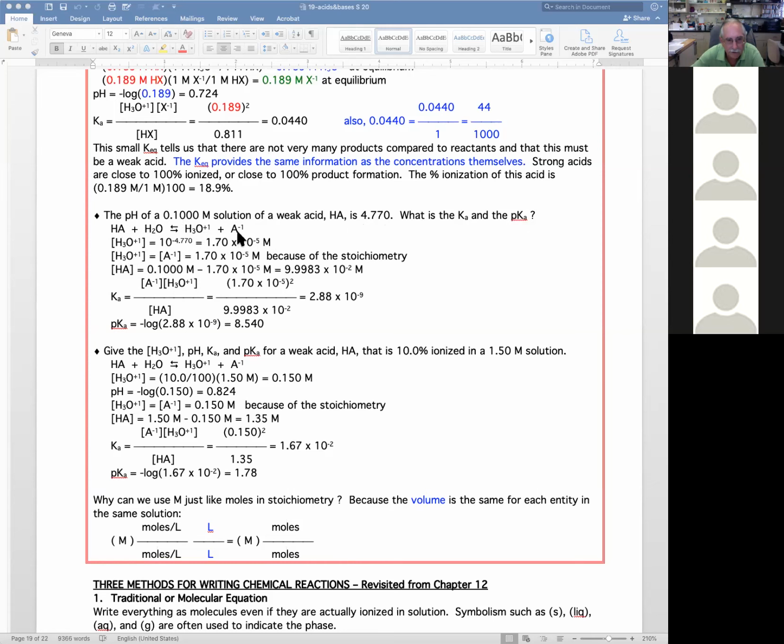What do you think this one is? It's the same, isn't it? Then, if I start off with 1 mole per liter of this, and I lose 1.7 times 10 to the minus fifth, I have that many moles per liter left over at equilibrium. So the Ka is simply products over reactants, but now I have numbers for these things, so there's the Ka. And the pKa is simply the negative log of that number.